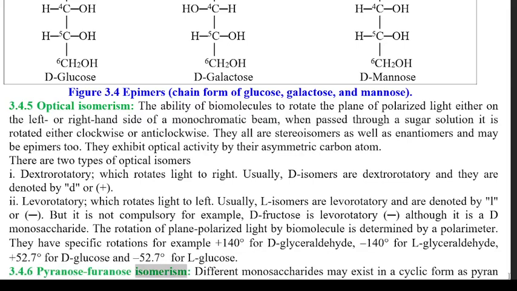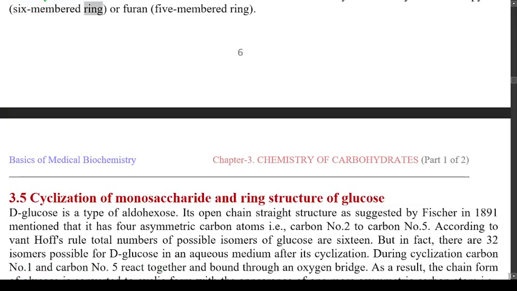3.4.6 Pyranose-furanose isomerism. Different monosaccharides may exist in a cyclic form as pyran, a 6-membered ring, or furan, a 5-membered ring. 3.5 Cyclization of monosaccharide and ring structure of glucose. D-glucose is a type of aldohexose. Its open-chain straight structure, as suggested by Fischer in 1891, has 4 asymmetric carbon atoms, i.e., carbon number 2 to carbon number 5. According to Van 't Hoff's rule, the total number of possible isomers of glucose is 16. But in fact, there are 32 isomers possible for D-glucose in an aqueous medium after its cyclization.